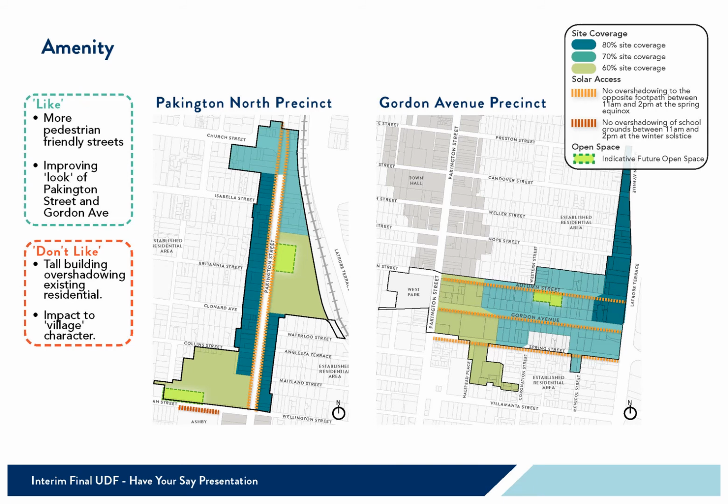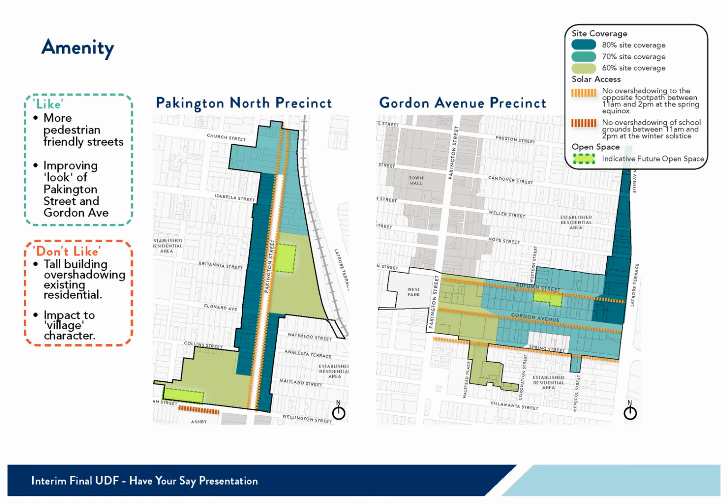The lowest site coverage at 60% is proposed for 2 large sites in the Pakington North Precinct, which should provide open spaces for both public and private use to improve amenity and access to open space. This site coverage is proposed for larger sites closest to Pakington Street and within an established residential area to ensure future developments are required to deliver sufficient amenity within development for the use of future residents.